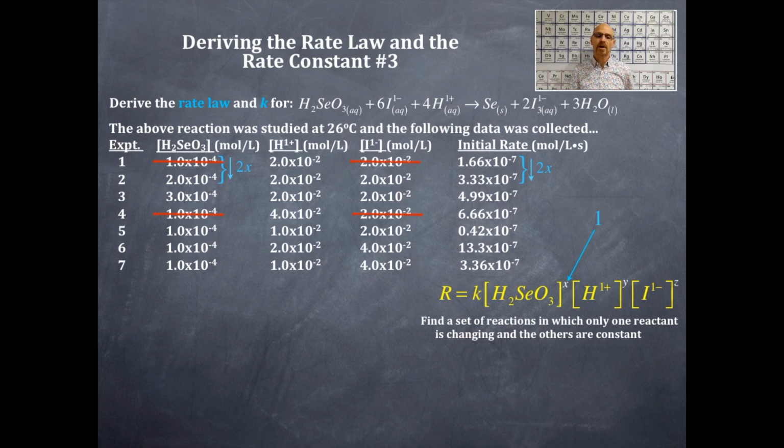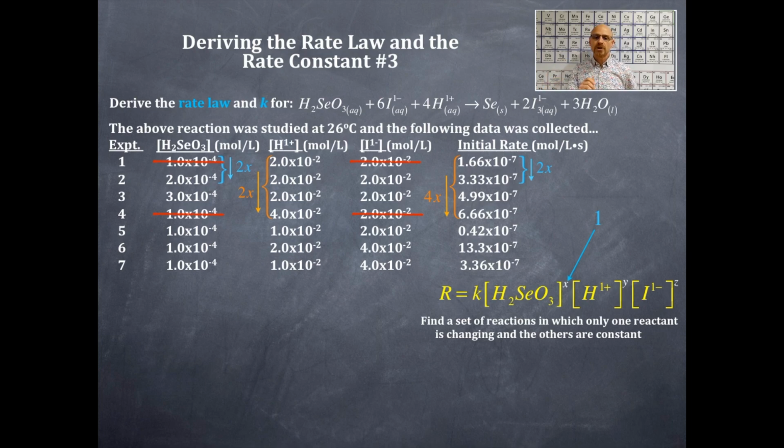So I'm looking at experiments 1 and 4. And with 1 and 4, I'm going to look at the hydrogen ion concentration and figure out what's happening between experiments 1 and 4. And this is a doubling of the hydrogen ion concentration. Now I'm going to look at the rate column and look at experiments 1 and 4. And looking at experiments 1 and 4, what is happening to the rate? The rate is going up by a factor of 4.